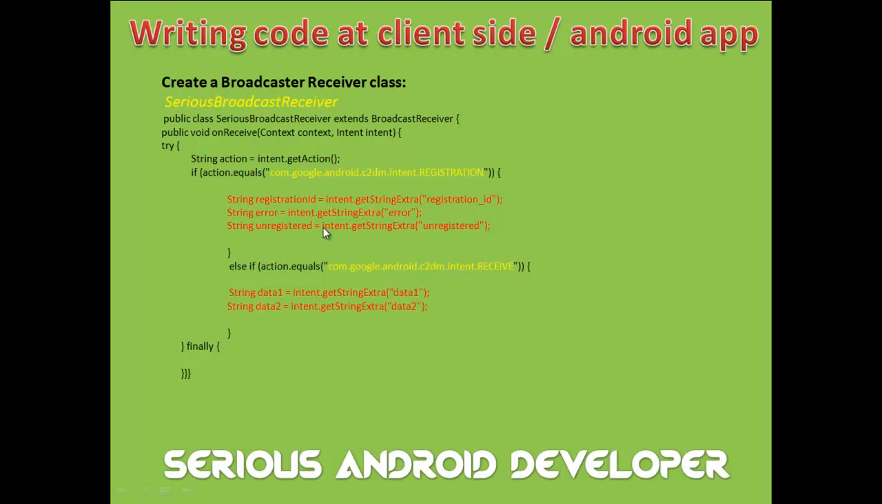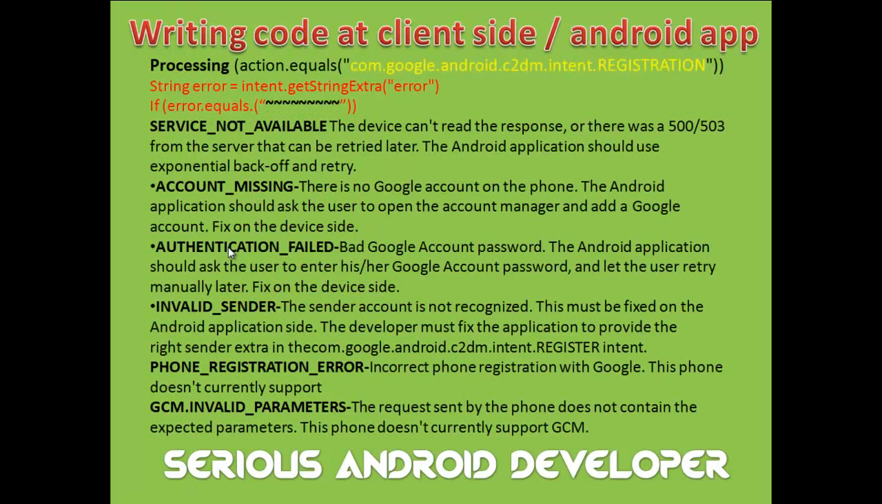You have to handle everything. If there is some kind of an error during that process, you have to handle it. These are the things to handle. Create it like this: if error equals service is not available. These are the details, and you have to handle everything.